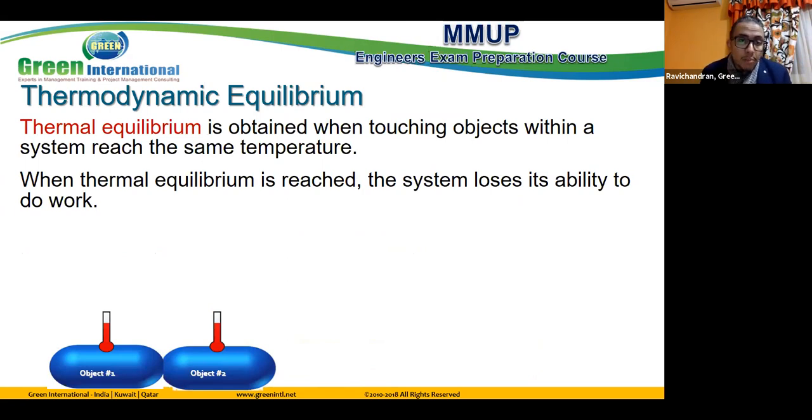By the way, what is mechanical equilibrium? Mechanical equilibrium is related to the balancing of pressure, but thermal equilibrium is the balancing of temperature.